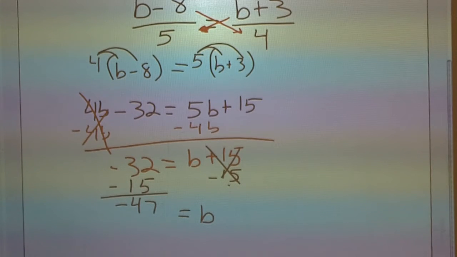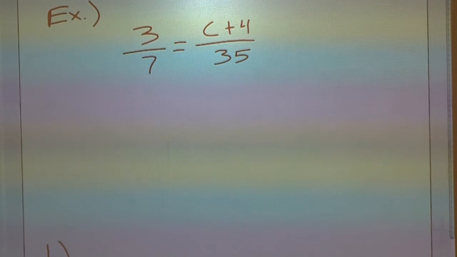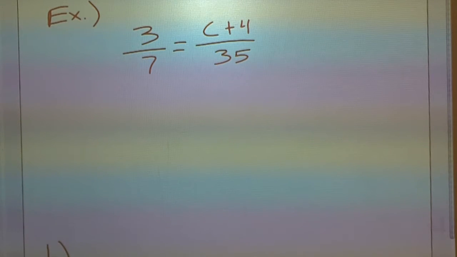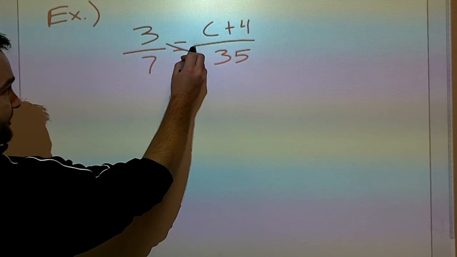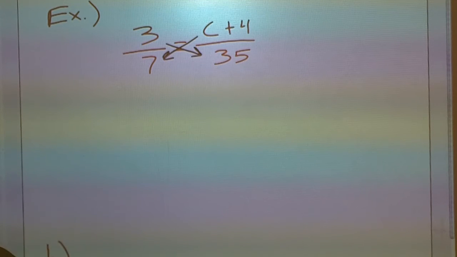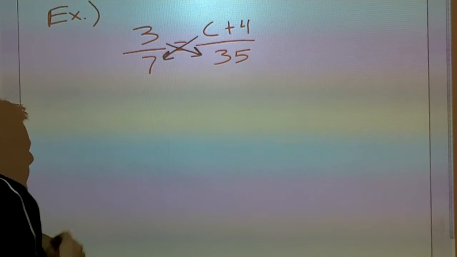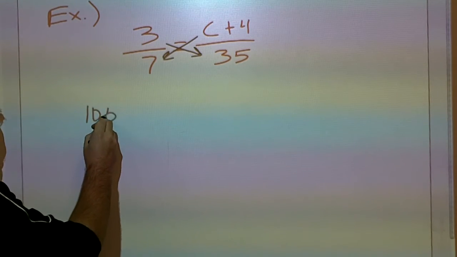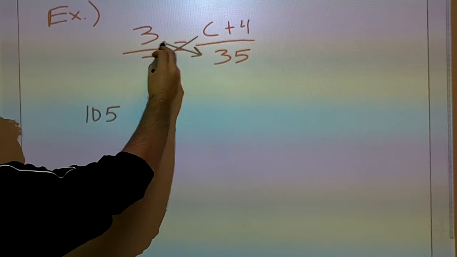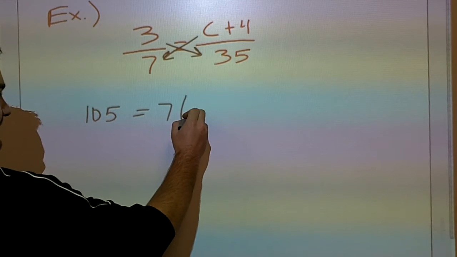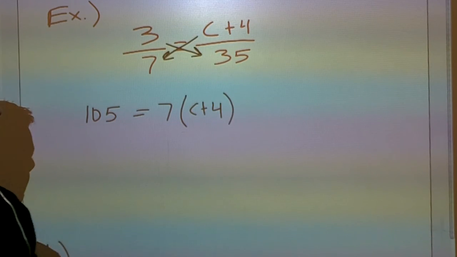Let's take a look at another one. 3/7 is equal to c plus 4 over 35. Again, we check our cross products. So 3 times 35 has got to be equal to 7 times c plus 4. We're trying to figure out what number c needs to be. 3 times 35: 3 times 30 is 90, 3 times 5 is 15, so 105 is equal to 7 times c plus 4.